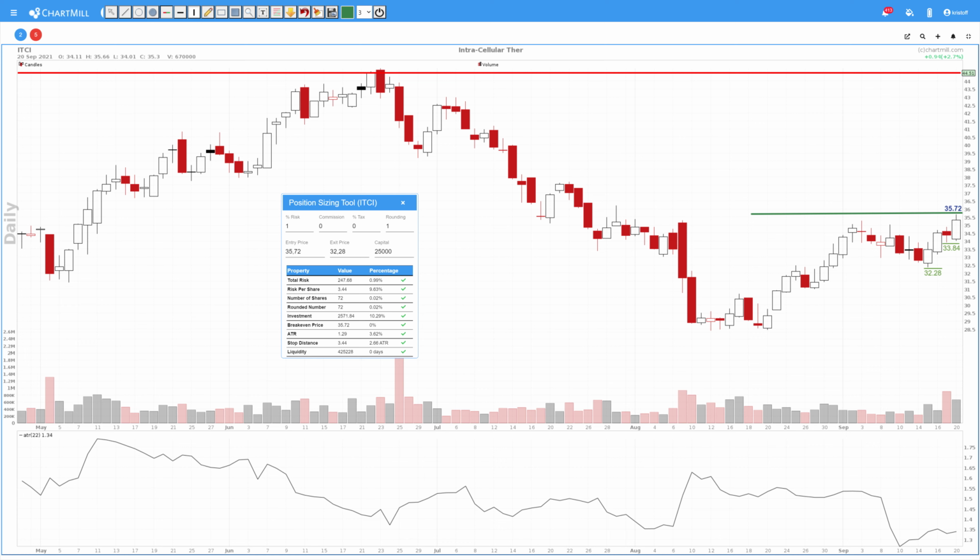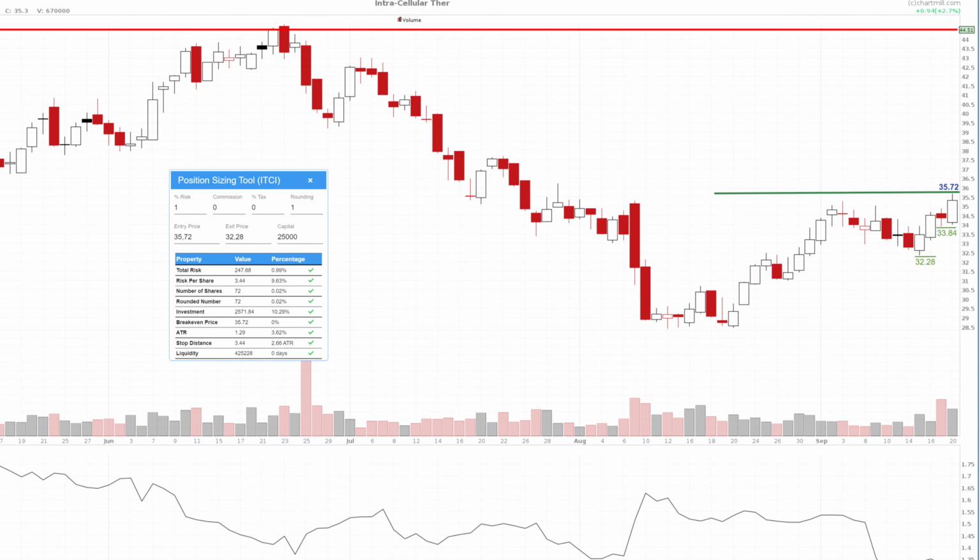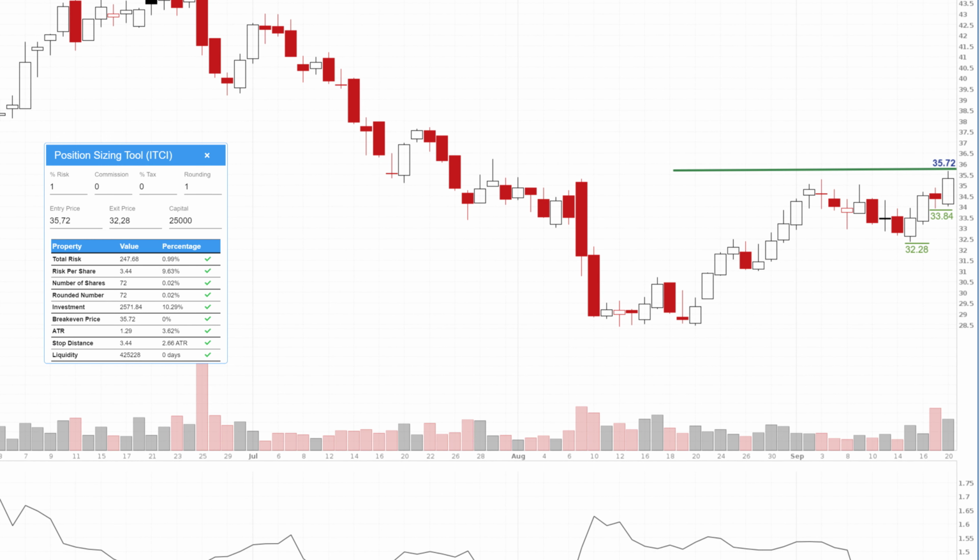Knowing when to buy is one thing. Knowing how much you are allowed to buy and what your maximum loss will be if you get stopped out are additional essential elements for any individual trade. ChartMill can calculate this quickly and fully automatically with the easy-to-use position sizing tool.